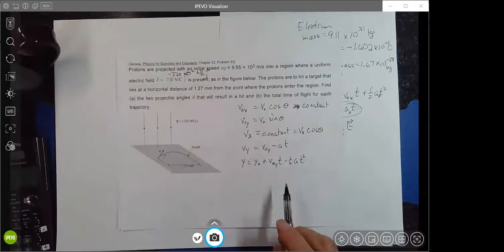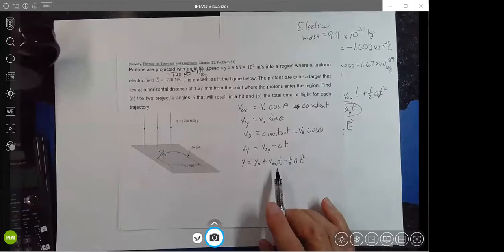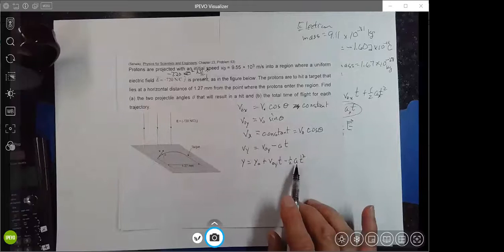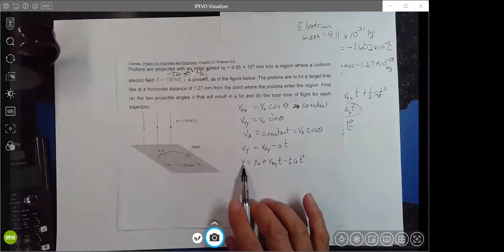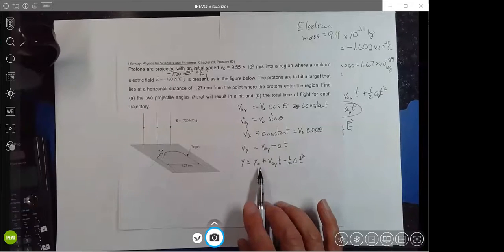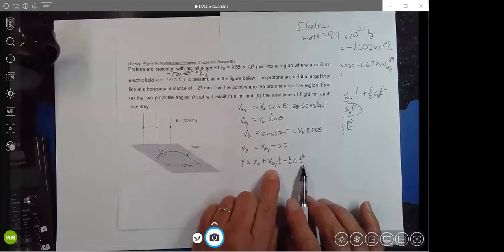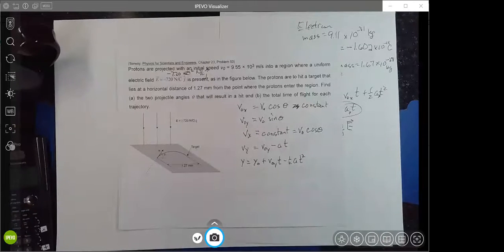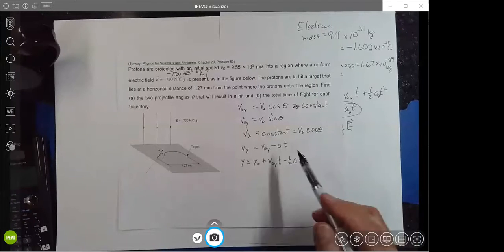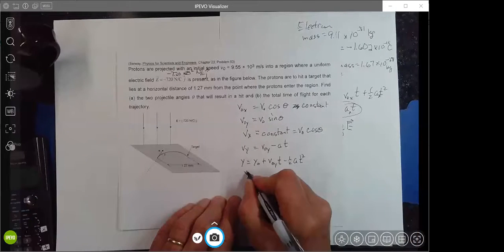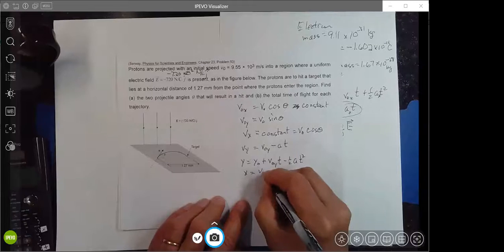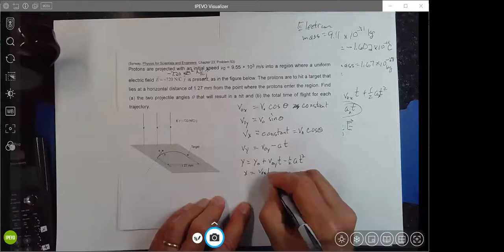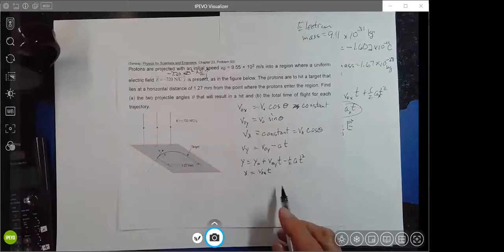And so the way we solved these was to figure out what the time of flight was. We'd set y equal to 0. We can define y naught to be 0 and solve this equation for when the thing comes back down, and that would give us t. And then we would plug that into the x equation. X is just going to equal v naught x t. So we can figure out how far it goes.